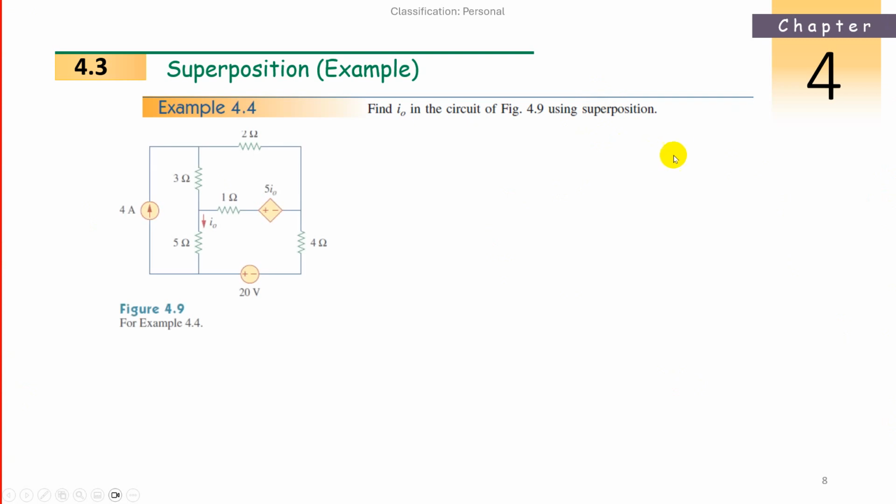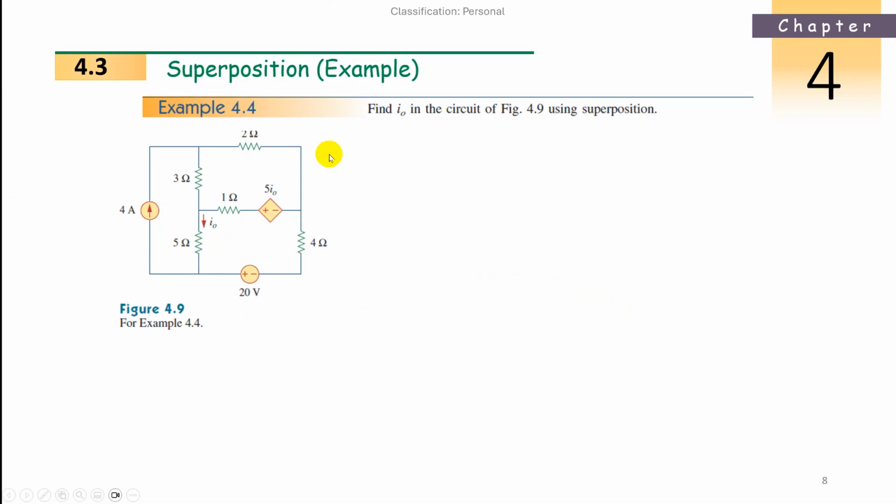Okay. So in this, what we have to find is I0. Where is I0? Here, in this 5 ohm resistance. I want I0 when there are two independent sources and one dependent source. So what is our major technique? We have a 2-step technique. First step, I will tell again.